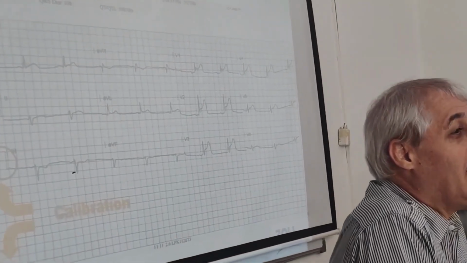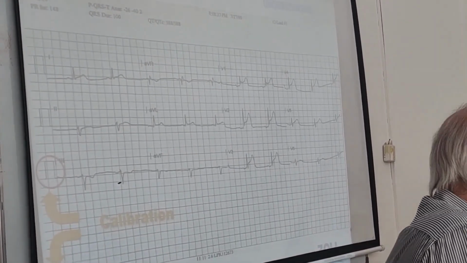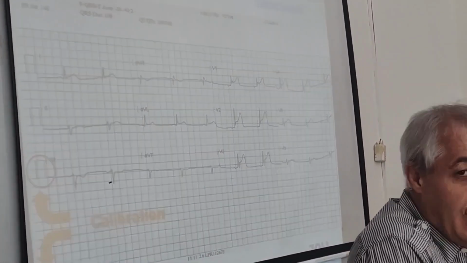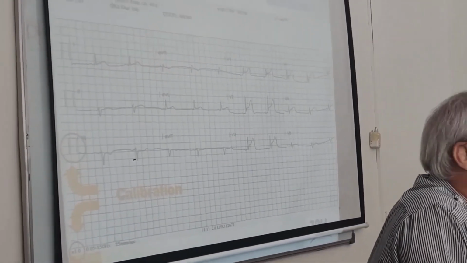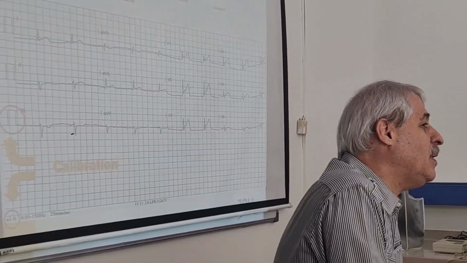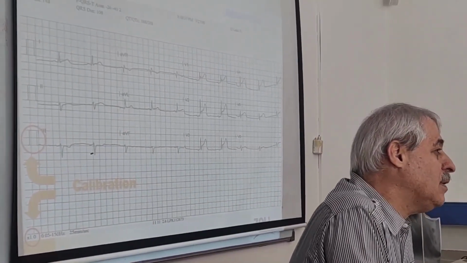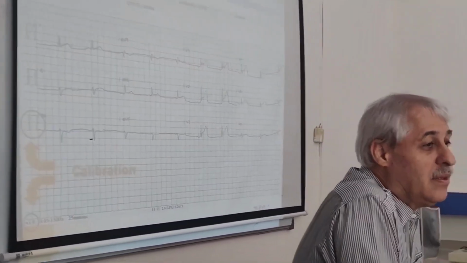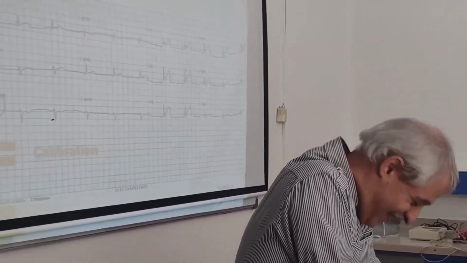So if you have an equiphasic deflection in any limb lead, 1, 2, 3, AVR, AVL, and AVF, then the cardiac axis in that ECG, in that person, is perpendicular to the axis of that lead. Means here, the cardiac axis.